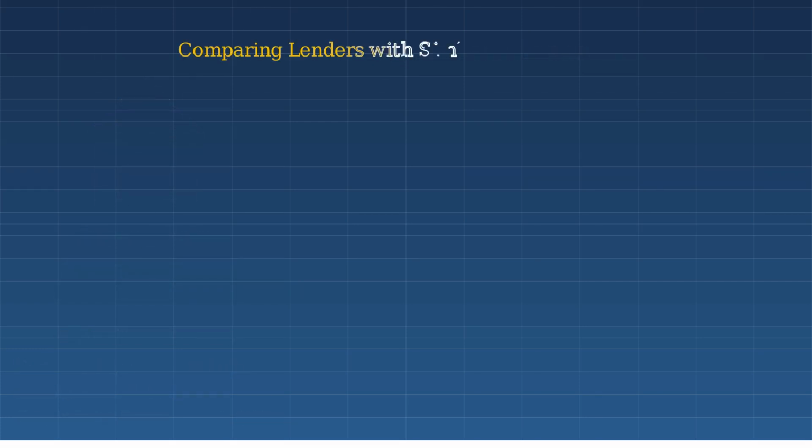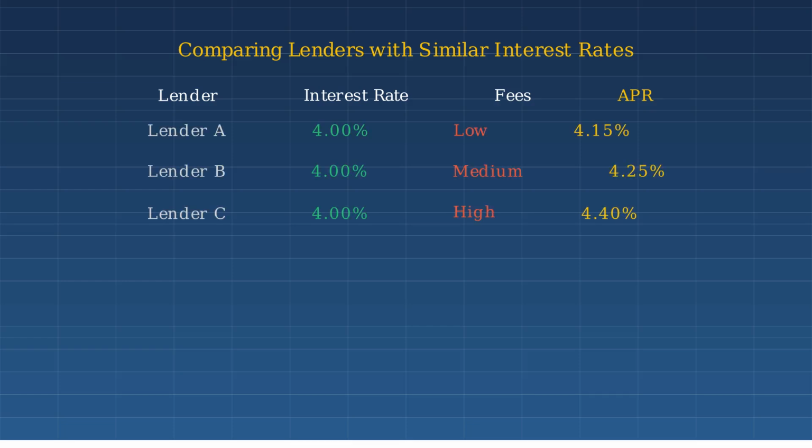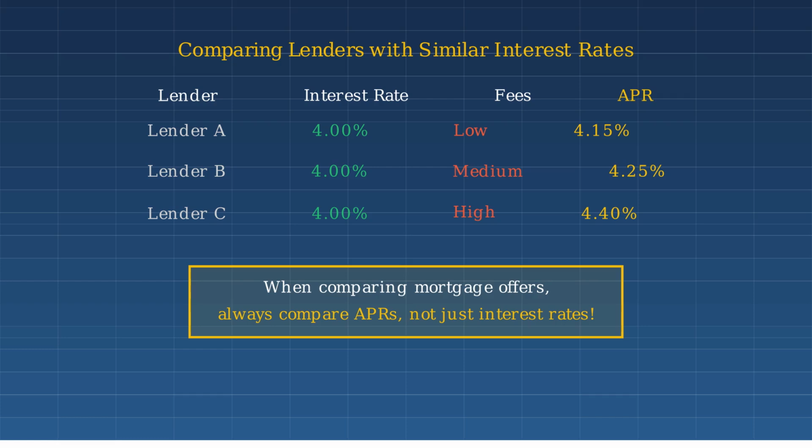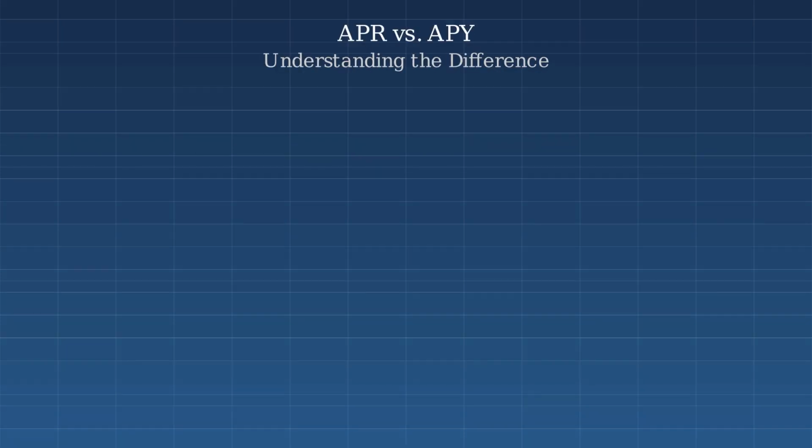Understanding mortgage APRs is particularly important when comparison shopping between different lenders. Different lenders may charge the same interest rate, but vary significantly in their fees and other costs. As you can see, all three lenders offer the same 4% interest rate, but their APRs range from 4.15 to 4.40% because of different fee structures. This is why mortgage APRs are crucial for comparison shopping. Always compare APRs, not just interest rates, to understand the true cost of your loan. By focusing on the APR rather than just the interest rate, you'll make more informed decisions when choosing a mortgage or loan.